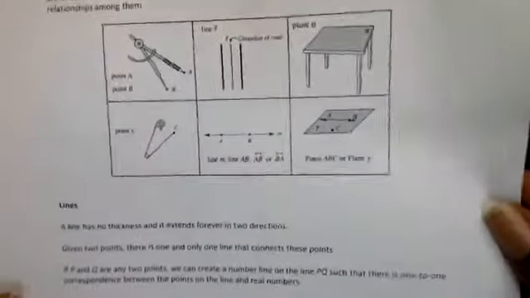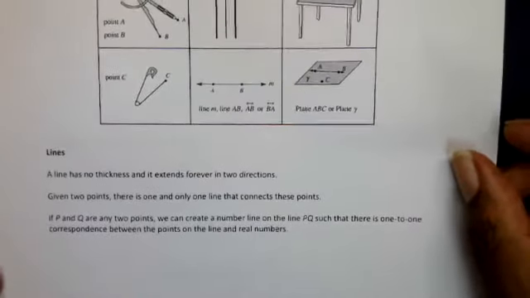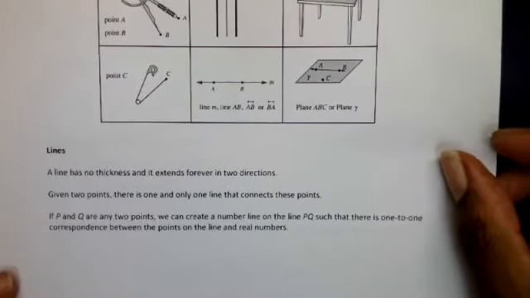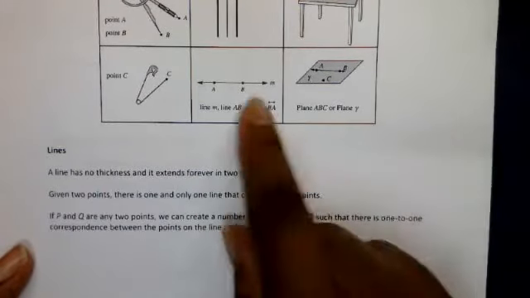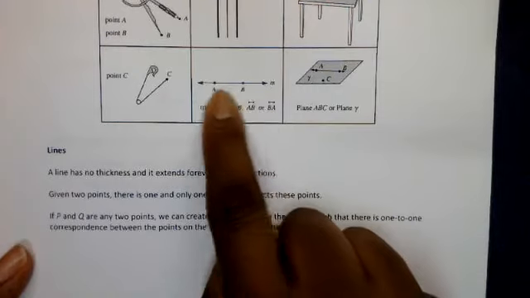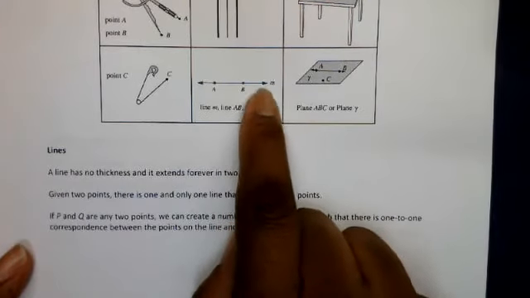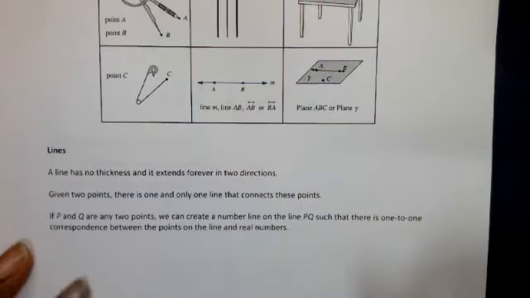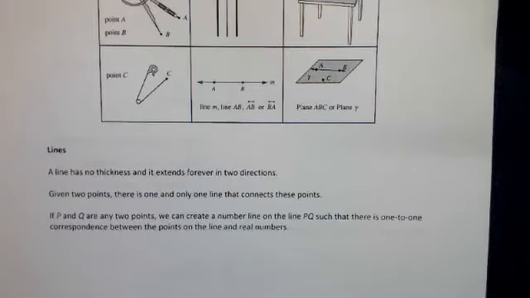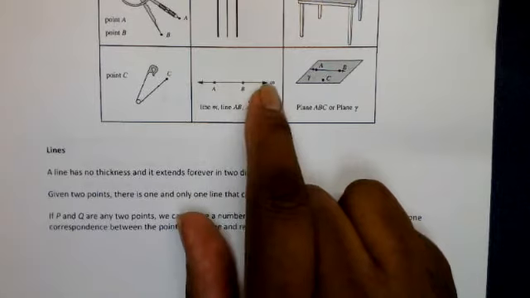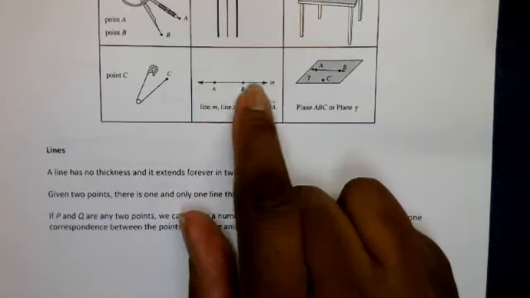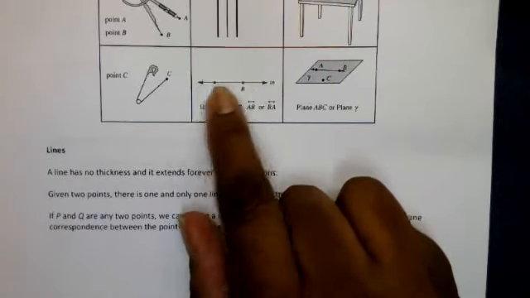Now, let's talk about lines first. A line has no thickness and it extends forever in two directions. Okay, as you can see here, it extends in both directions, there is no thickness in a line. Given 2 points, there is one and only one line that connects these points. So if I have 2 points A and B, I can only have one line that goes through those points A and B.